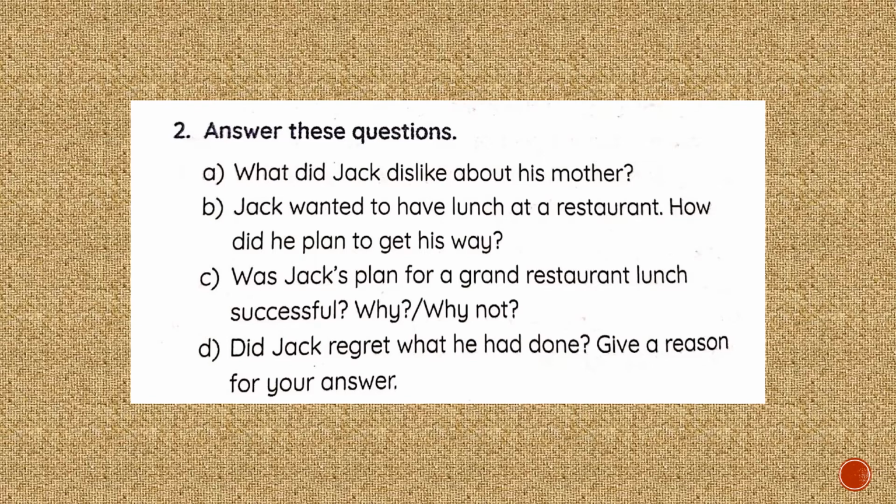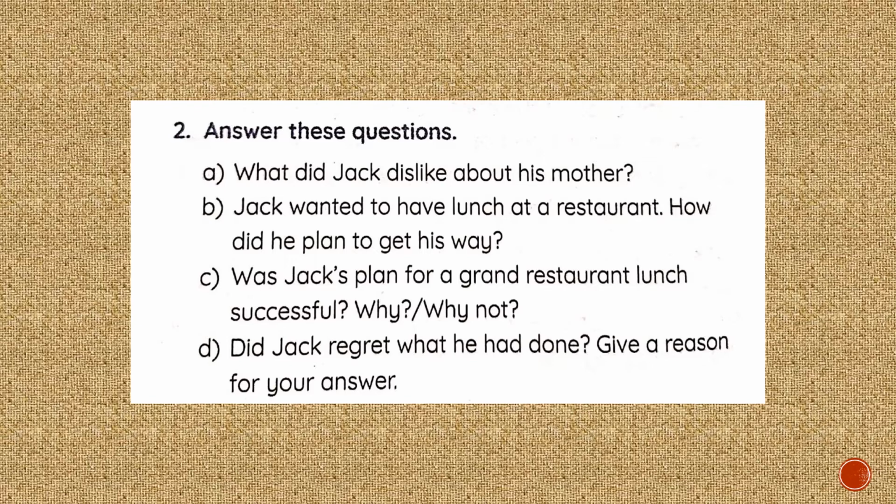Yes, Jack wanted to have lunch at a restaurant. So he schemed a plot. What did he do? He carried the basket. He loitered behind other people, and when nobody was looking, he pretended to have tripped over a rock and made the basket fall over the cliff, and all the food was destroyed.